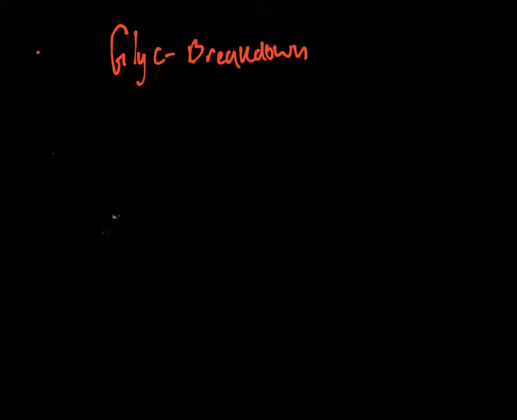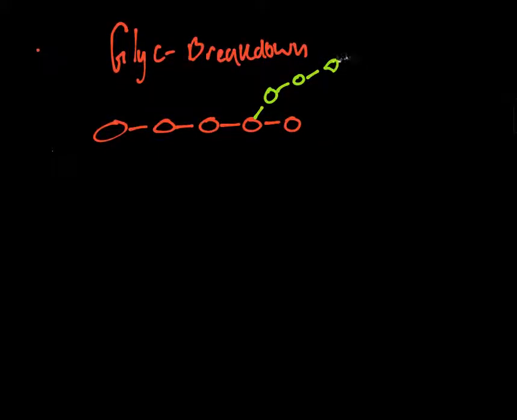Okay, so first we have this giant glycogen molecule. It's connected by alpha 1,4 linkages. And then sometimes we get branches connected by alpha 1,6 linkages.